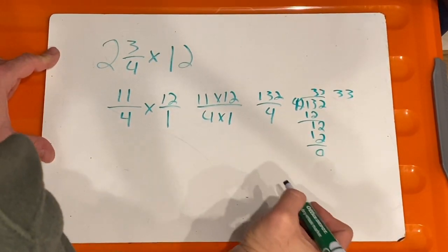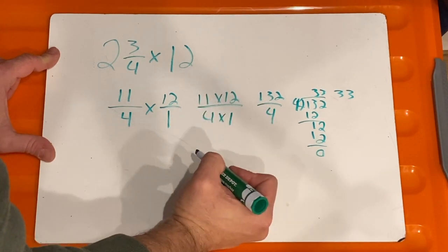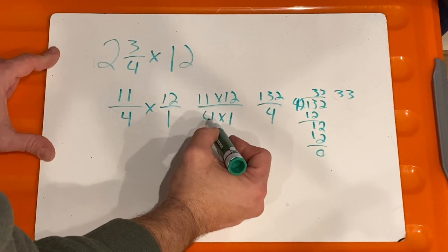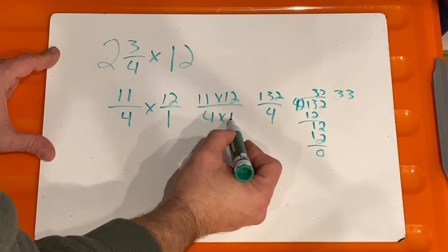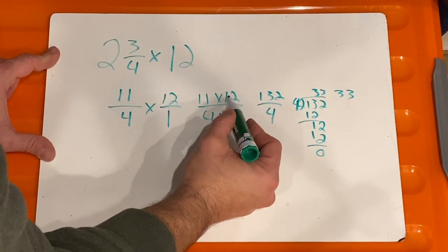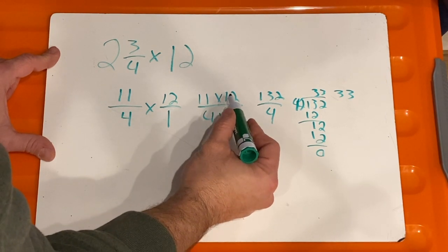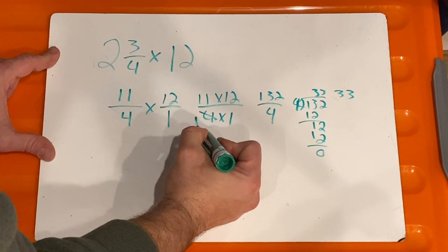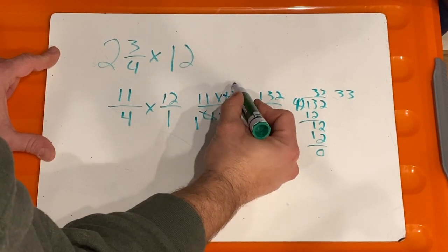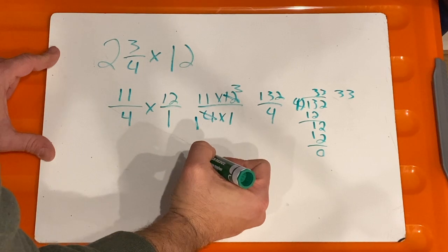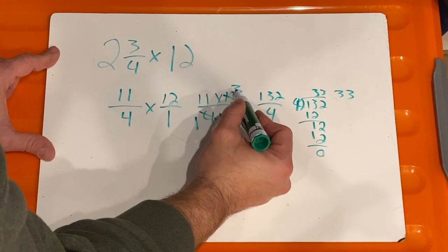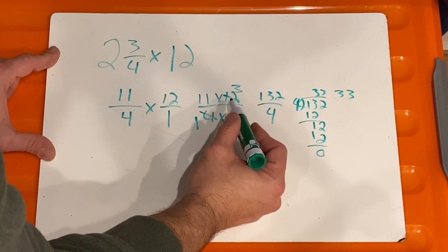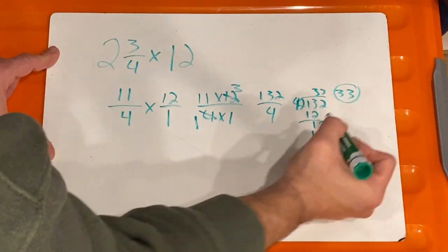Now, remember that you can also simplify before you multiply. I look at my numerators and my denominators. 11 and 4 can't be simplified, and 11 and 1 can't be simplified. But 12 and 4 can be simplified. They can both be divided by 4. 4 divided by 4 is 1. 12 divided by 4 is 3. And now we have 11 times 3 on top and 1 times 1 on the bottom, which gives us an answer of 33 over 1, which simplifies to 33.